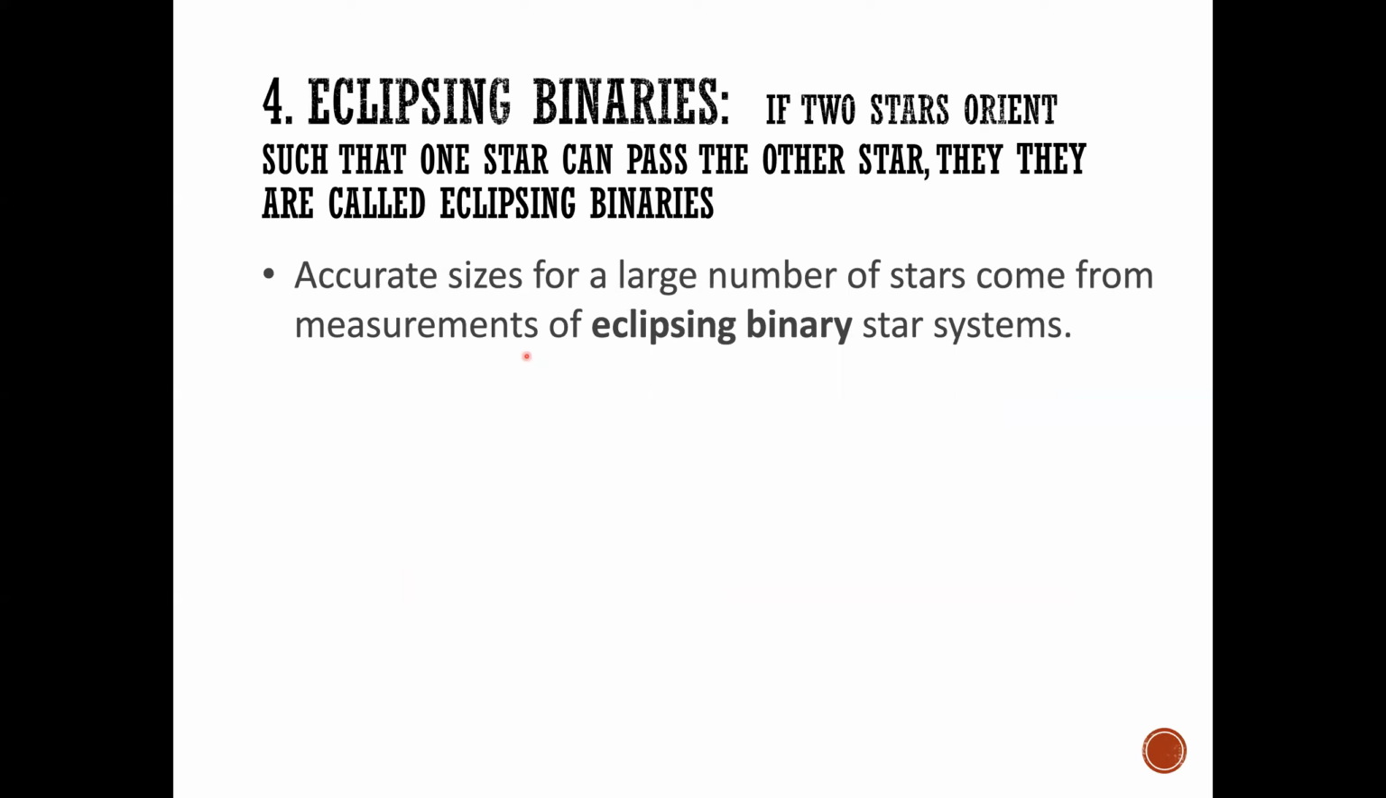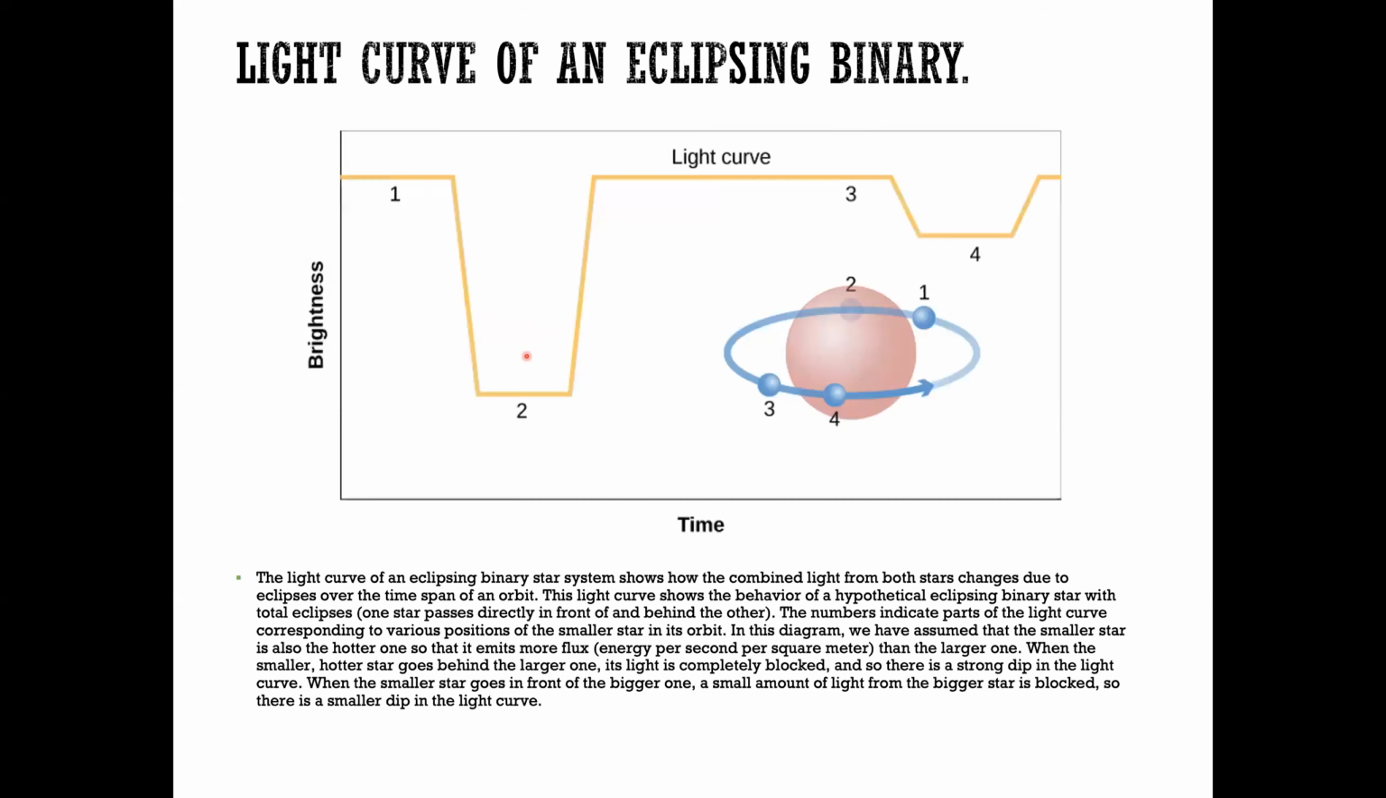The fourth type of binary star system is eclipsing binaries. As the name suggests, an eclipse means one star will be covered by the other star. If two stars are oriented such that one star can pass in front of the other star, then they are called eclipsing binaries. Accurate sizes of a large number of stars come from measurements of eclipsing binary star systems. And here is a nice example and drawing that shows it.